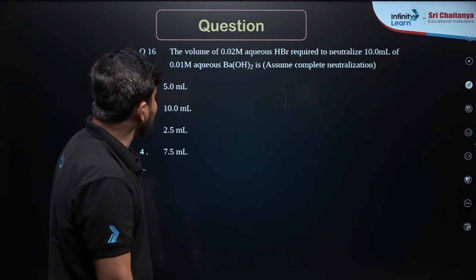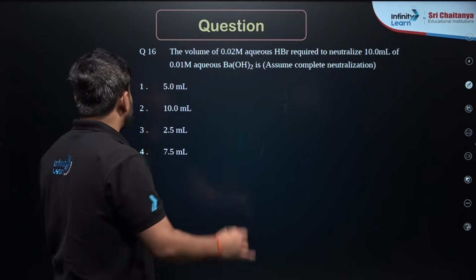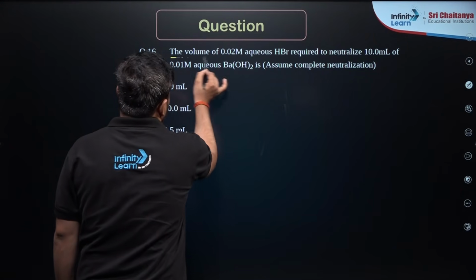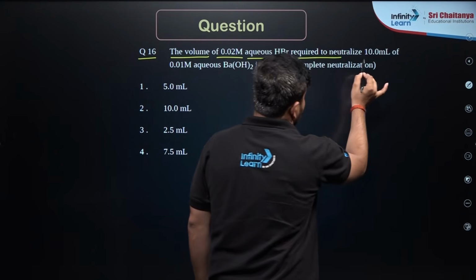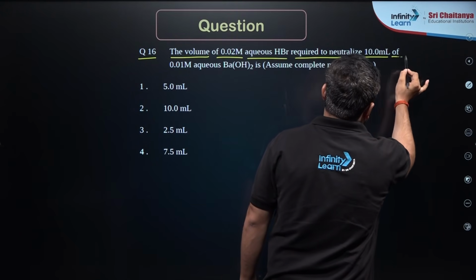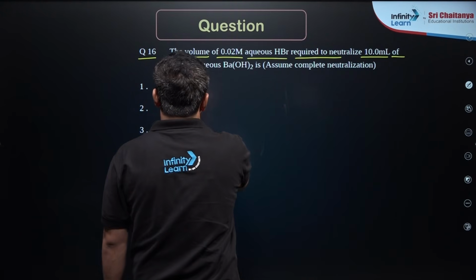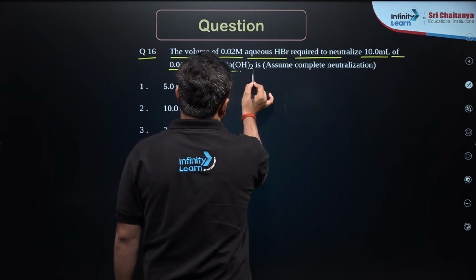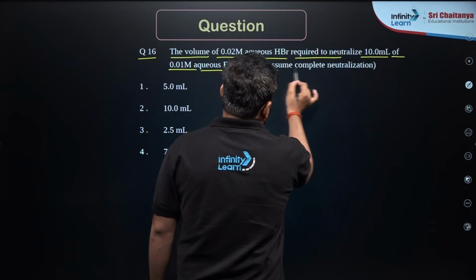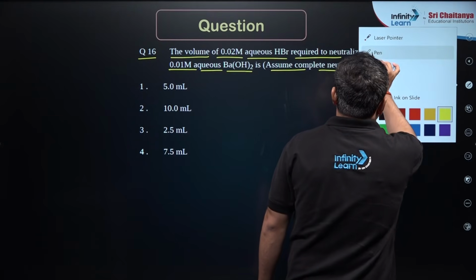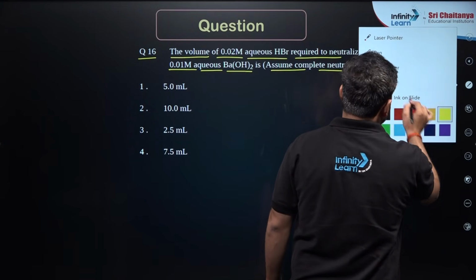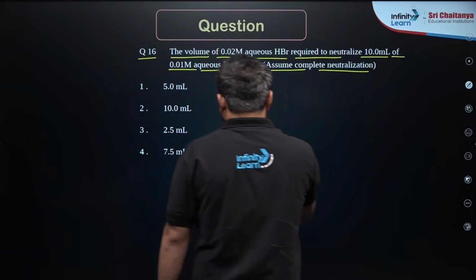Okay, now I am coming to the next question. Question number 16: the volume of 0.02 M aqueous HBr required to neutralize 10.0 milliliter of 0.01 M aqueous solution of Ba(OH)2, assuming complete neutralization. So for the complete neutralization, what can we do here?